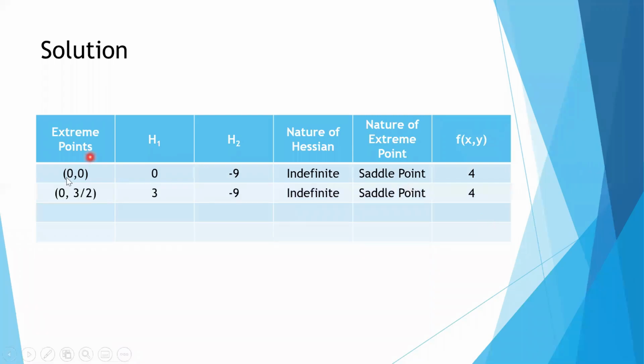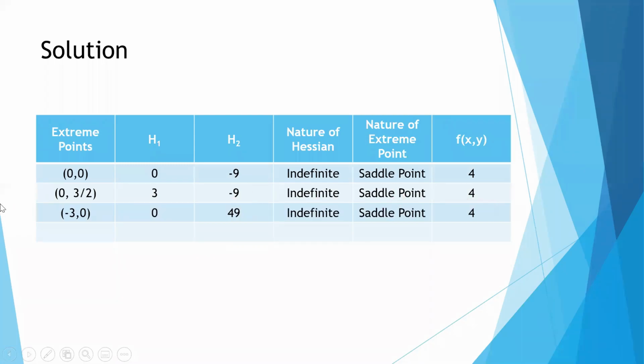So the second point is 0 and 3 by 2. I get h1 as 3 and h2 as minus 9. So again, this is indefinite because this is positive and negative. We want negative and positive. Only in that case would it be definite. Otherwise, it is still indefinite. So this is a saddle point again, and the functional value is still 4.